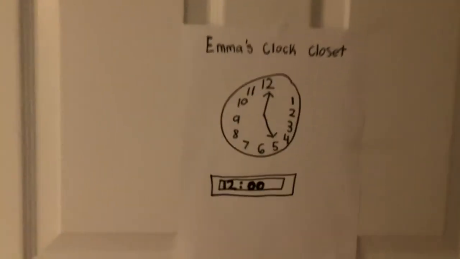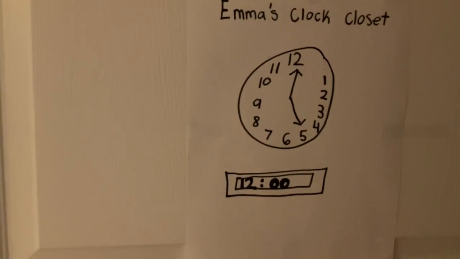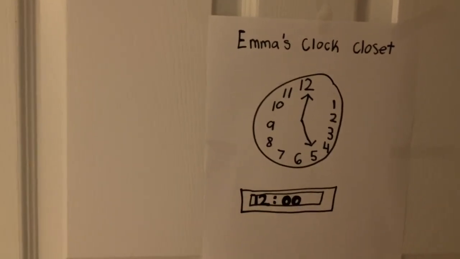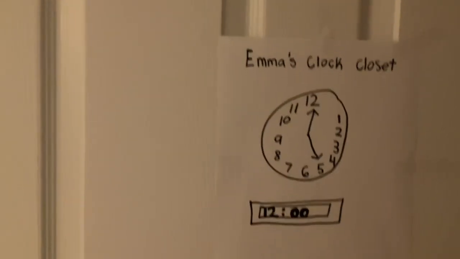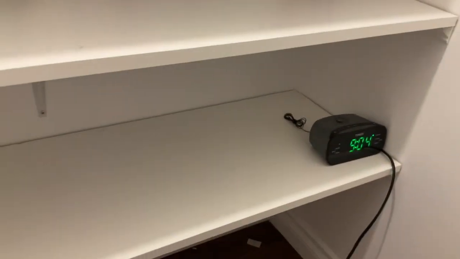To start, this is my sign that says Emma's Clock Closet, with an analog and digital clock picture on it that I drew so that everybody knows it's my clock closet where all my clocks belong. This turns the lights on and off, but we don't need to touch it because my lights are already on. Now you go in and here are all my clocks that I will be showing you.